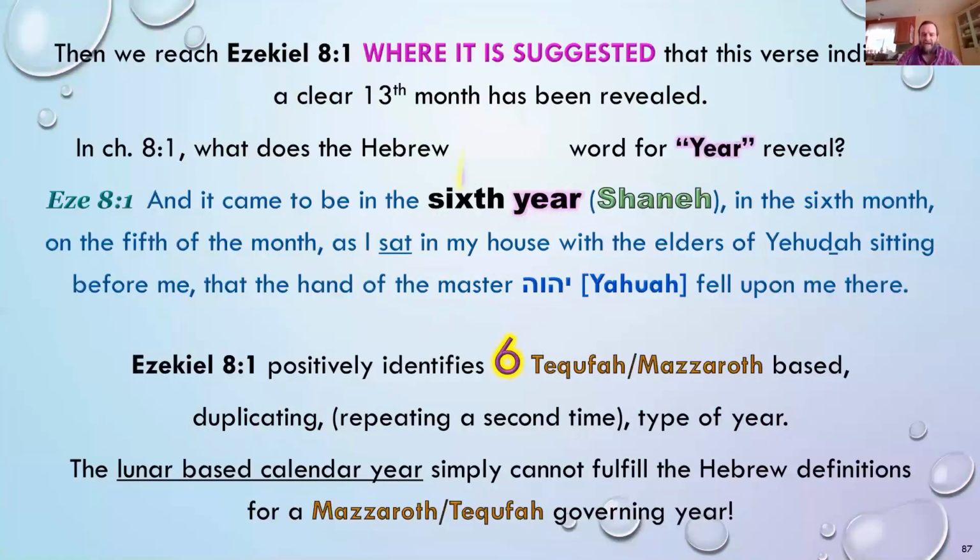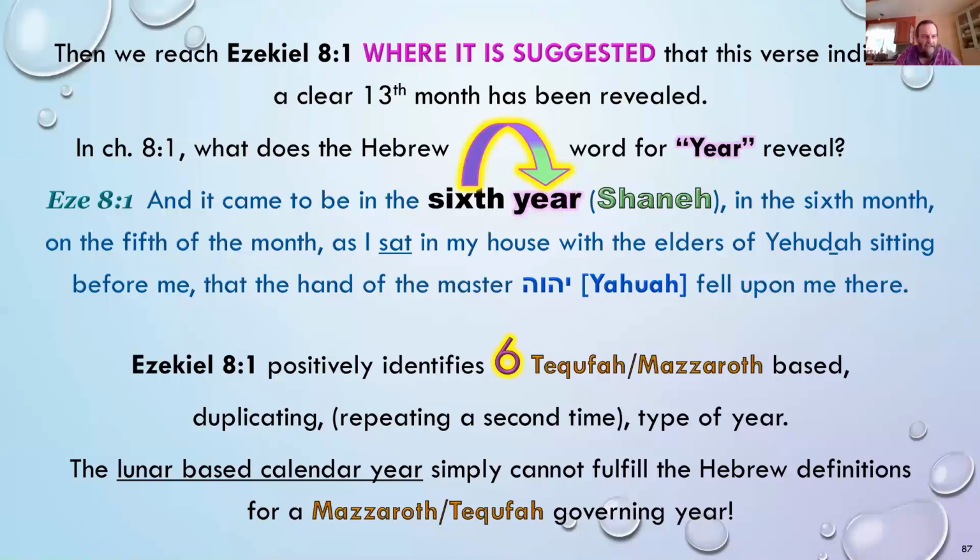Okay, this is where it gets interesting. Here we are with Ezekiel 8:1, where it is suggested time and time again that this verse indicates a clear 13th month has been revealed. In chapter 8:1, what does the Hebrew word for year reveal? Is it the Hebrew word for a lunar year? Is there such a word? I have not found the Hebrew word that describes a lunar year. I do not believe it exists.